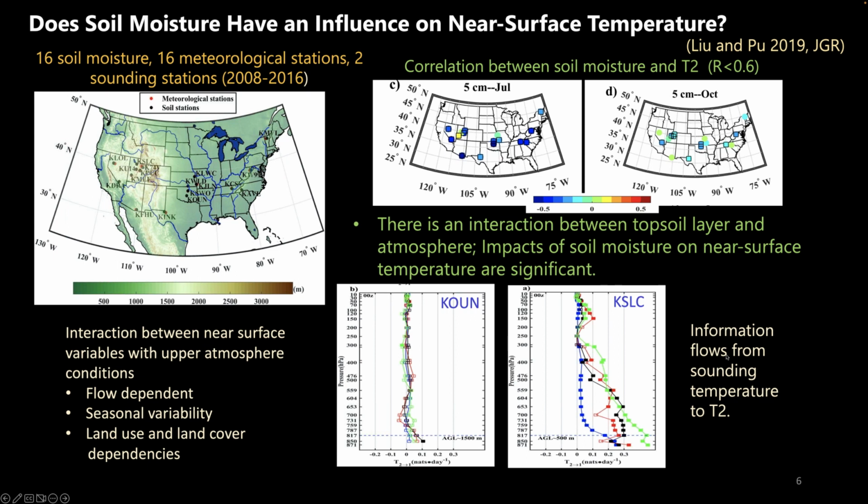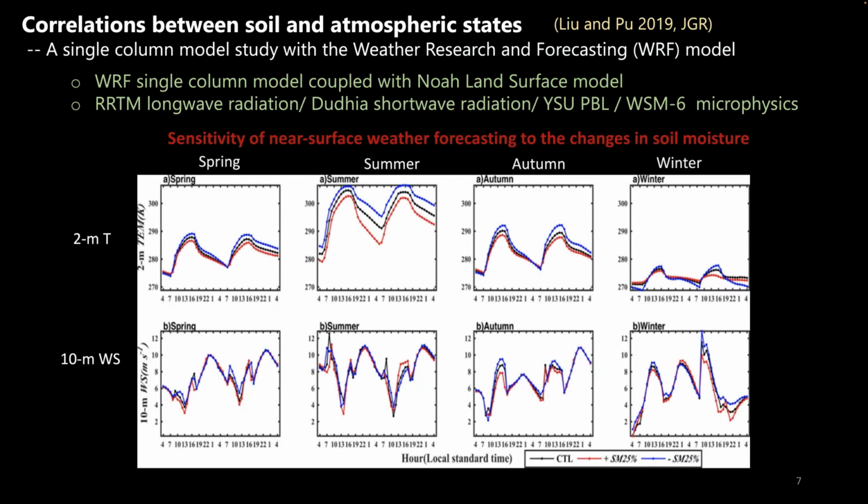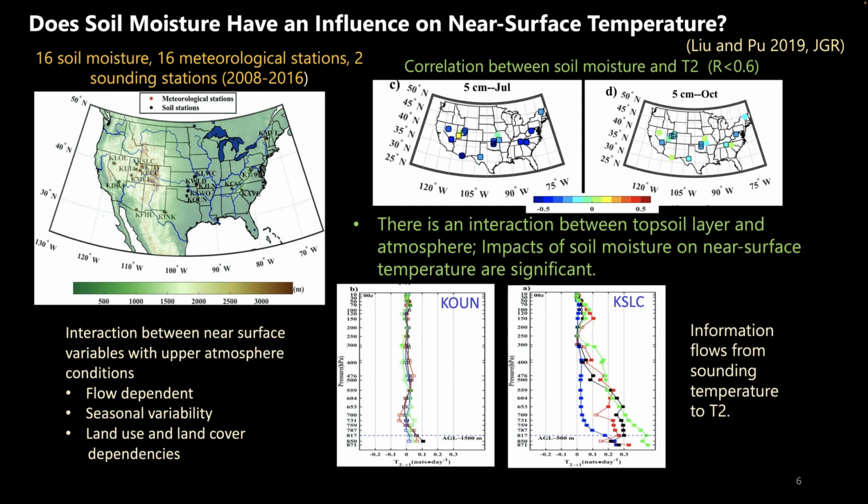What we basically conclude is that there is an interaction between near surface variables. Please come back to the previous slides. Okay, we actually find that there is a correlation between the soil moisture and the surface 2-meter temperature. As you can see, the correlation among these 16 stations is less than 0.6. So even though there is a notable correlation, the direct correlation is not very strong. This is just the mean value over the season, over the different months. In the warm season, we can see higher correlation than in the cold season.